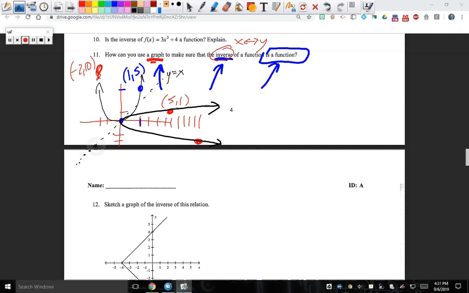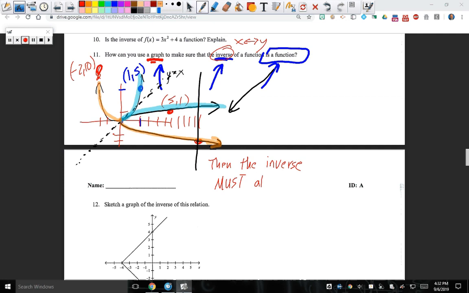And yes, if you imagine this as y is equal to x and you folded it like a piece of paper, it does look like this piece here would end up reflecting to become this, and this piece of the original graph would reflect and become this. And the thing is, how can you make sure that this is going to be a function? Well, it has to pass the vertical line test. So you draw the inverse, and then the inverse must also pass the vertical line test.